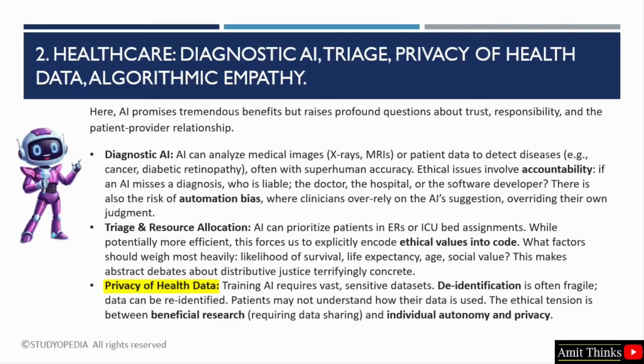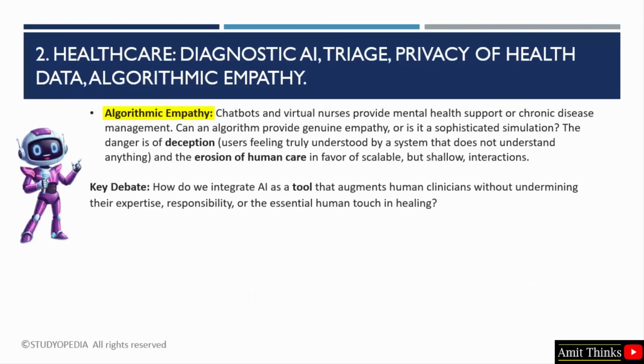Privacy of health data. AI needs large sensitive datasets, but de-identification isn't foolproof and patients may not know how their data is used. The ethical tension lies between advancing research and protecting individual privacy. Algorithmic empathy. Chatbots and virtual nurses offer support for mental health and chronic care, but can they truly empathize or just mimic it? The risk is users feeling understood by systems that don't actually understand, replacing real care with scalable but shallow interactions.